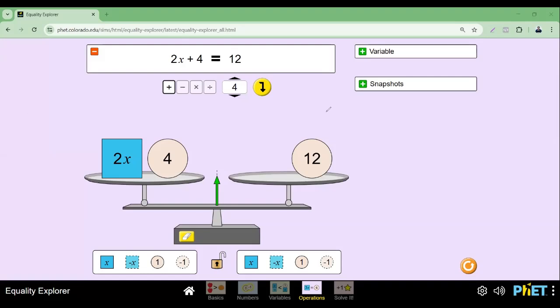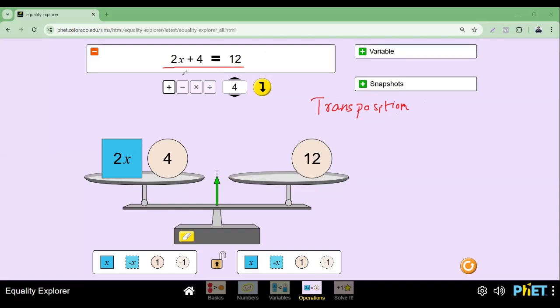Let me write it out here. Transposition of variables and values in algebraic equations. Look at this equation here, right? This is an equation which has 2x, where x is a variable, 4 and 12. It's an equation because there's an equal to sign.